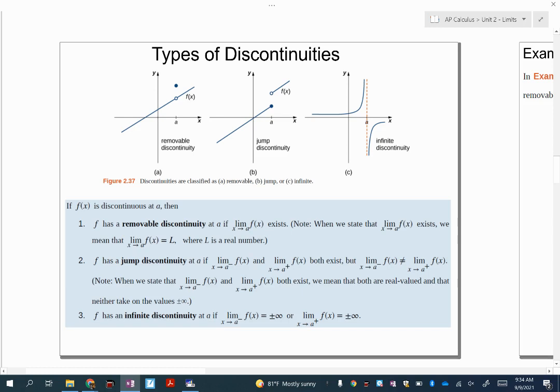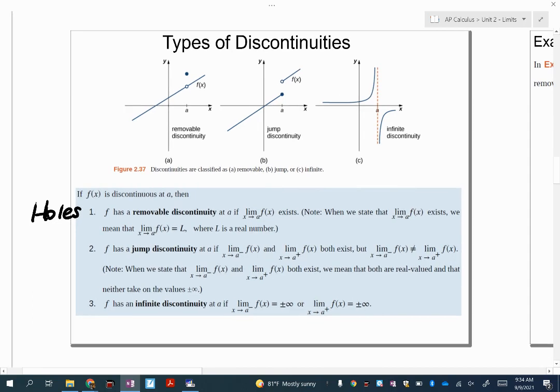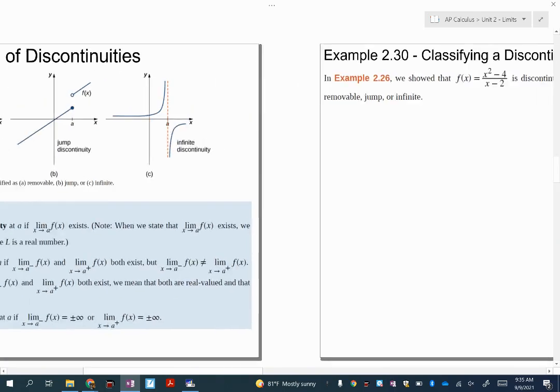Now, if you want ways to help you remember them, the thing I think of when I think of removable is looking for holes in the function. For jump discontinuity, a lot of times this happens with piecewise functions. And for infinite discontinuity, a lot of times it has to do with your vertical asymptotes. Okay? So that's kind of the three ways that I try to remember this.